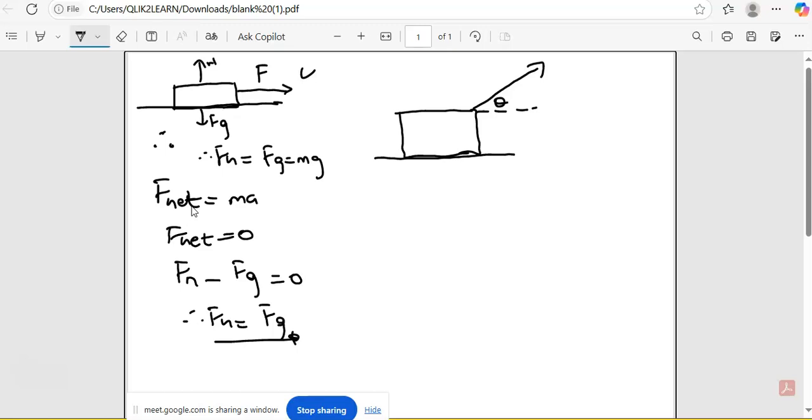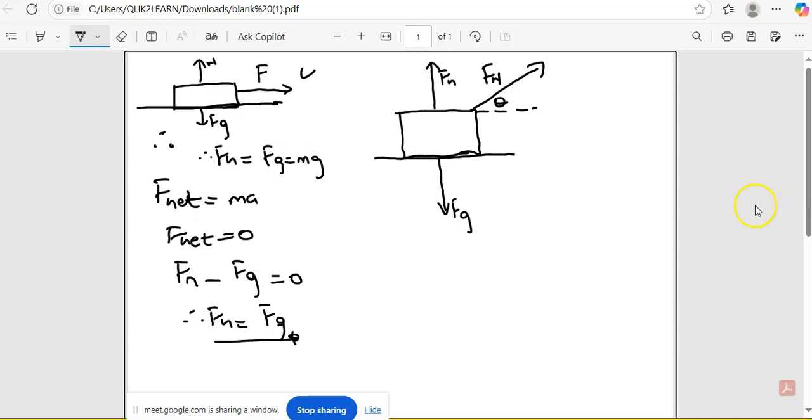But when the force is applied at an angle, first things first, we're going to indicate all the forces that are acting on this object. So if we indicate all the forces acting on the object, they are like this.